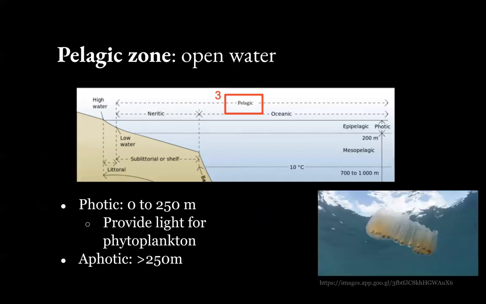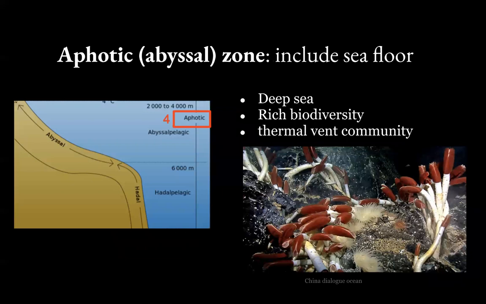The pelagic zone is open water and it includes the photic zone and aphotic zone. The photic zone is 0 to 250 meters and provides light for phytoplankton, and the aphotic zone is over 250 meters. The aphotic zone includes the seafloor, is the deep sea, and is rich in biodiversity, and there are thermal vent communities.